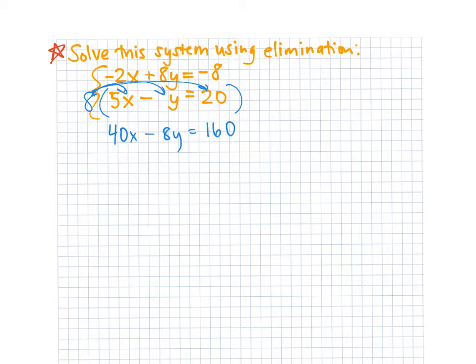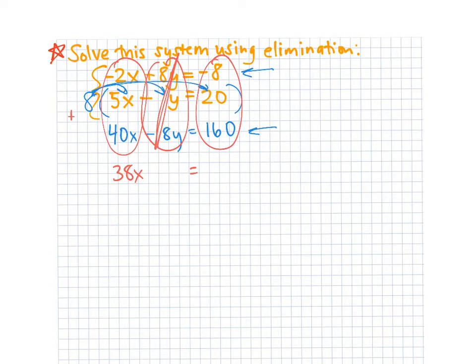Okay, so now let's just look at these two equations and let's add them. Here we have 38x. Here they eliminate, so that was the point of that, and then equals, and then we can do these two. 160 minus 8 is 152. So there's our equation: 38x equals 152, and I should have written that 38 a little bit closer. So let's divide both sides by 38, and then x equals 4.